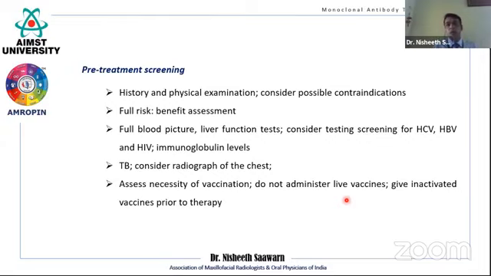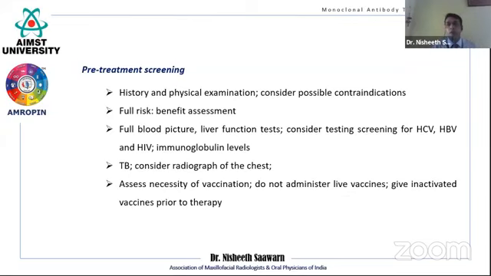Tuberculosis is one of the most common opportunistic infections which occurs. Patients suffer a lot of opportunistic infections, and one of them, tuberculosis, is very common in patients undergoing biological therapies. So try to take a chest radiograph and rule out tuberculosis. Okay, and if there is a necessity of vaccination, do it before starting the treatment, not during. Do not give live vaccines. If you have to give one, give inactivated or attenuated vaccination.